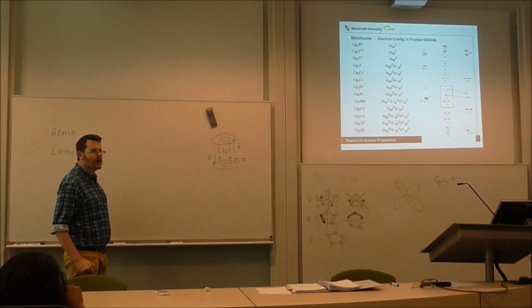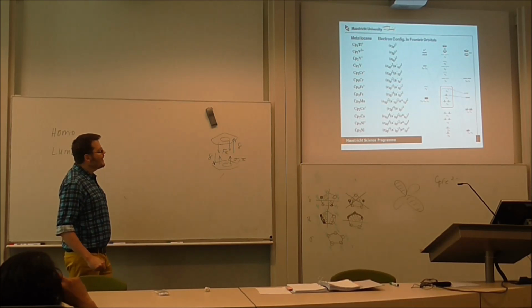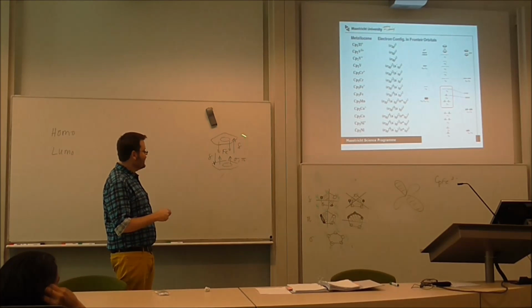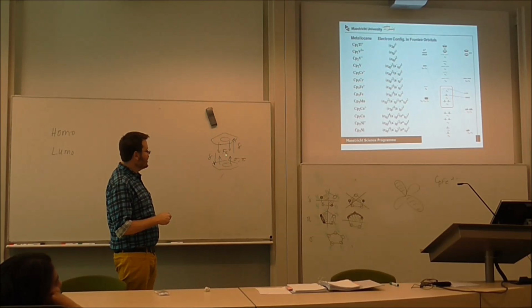I don't get how you can see from that drawing that it's less than 2. The oxidation state is less than 2 based on that. Well, okay, this was just to show the interaction between the Cp and the ion. I'm basing that on this diagram here.